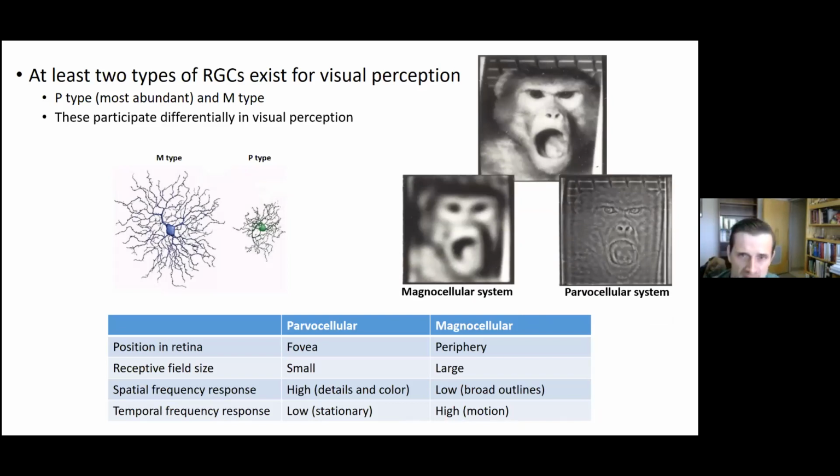So what might this look like? If you take this image of this monkey, the magnocellular system, which is the one that's more of the peripheral vision, it's mainly going to be looking at broad outlines and movement.